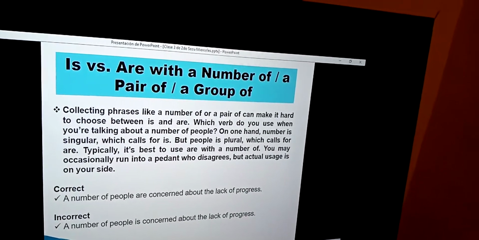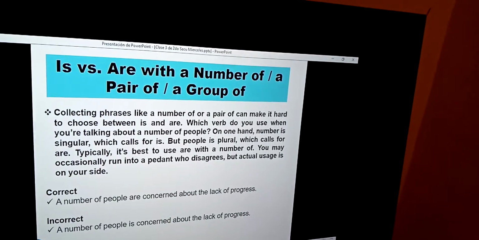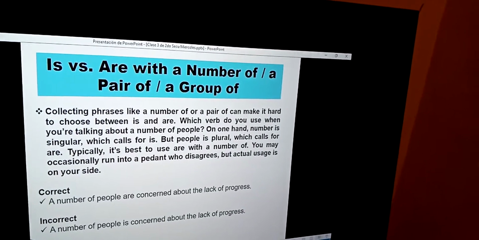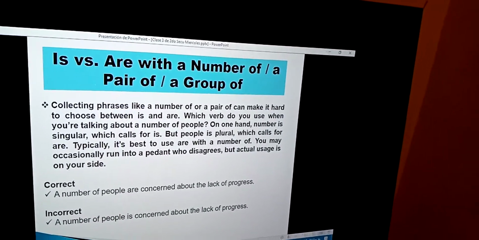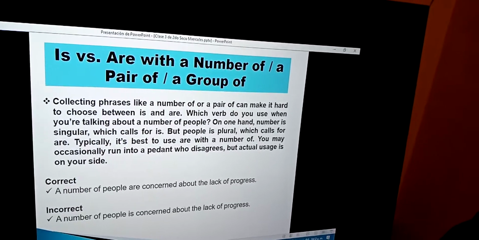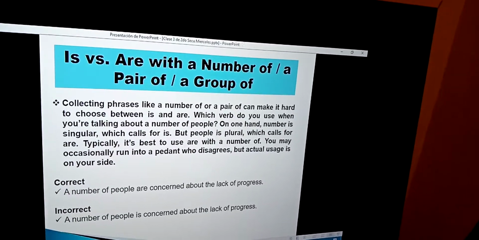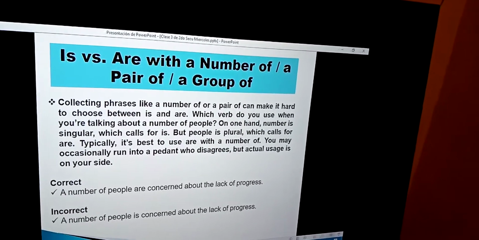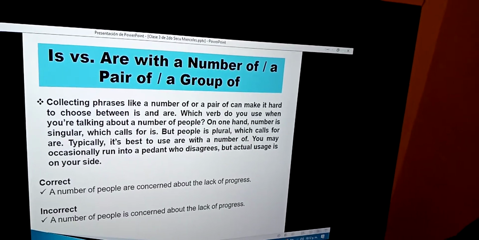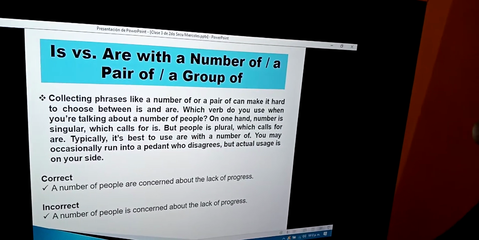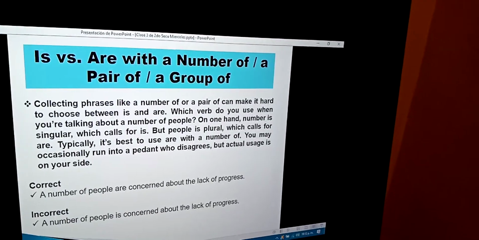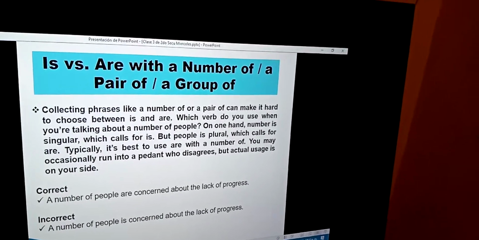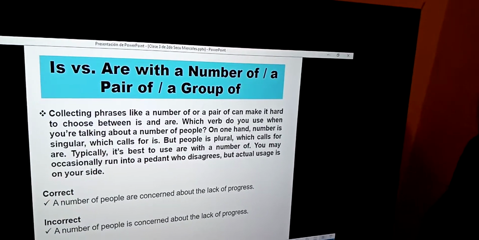On one hand, "number" is singular, which calls for "is." But "people" is plural, which calls for "are." Typically, it is best to use "are" with "a number of." You may occasionally run into a pedant who disagrees, but "are" is the safe side, okay?